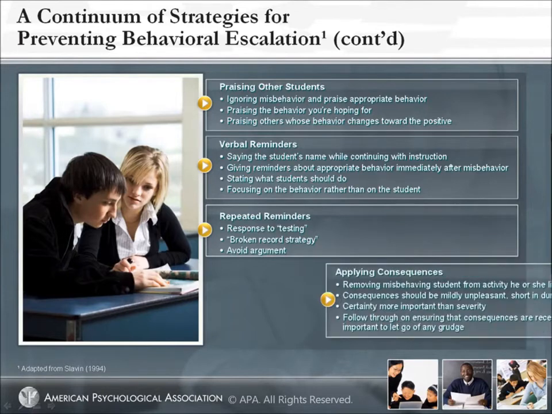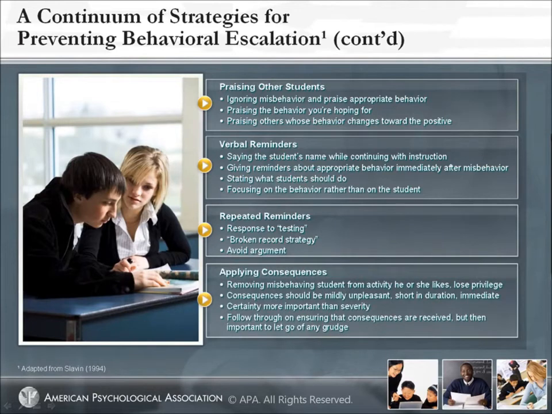Applying consequences. Removing the misbehaving student from an activity he or she likes, lose a privilege. Consequences should be mildly unpleasant, short in duration, immediate. Certainty of consequences is more important than severity. Follow through on ensuring that consequences are received, but then it is important to let go of any grudge.